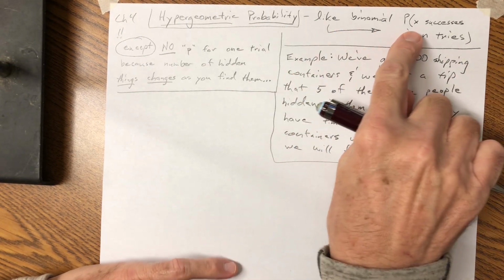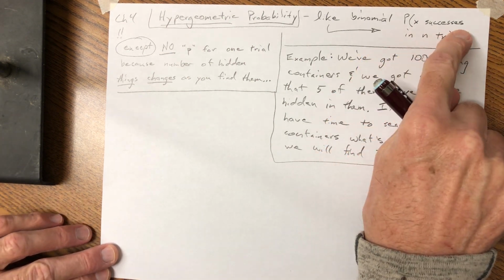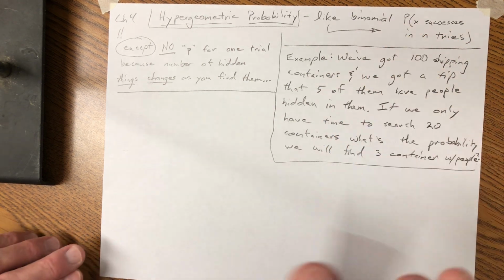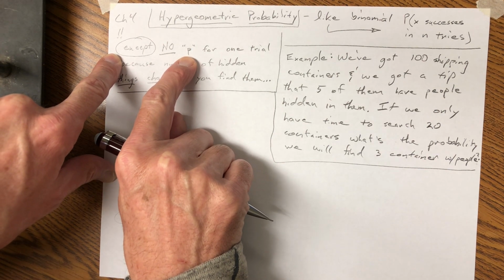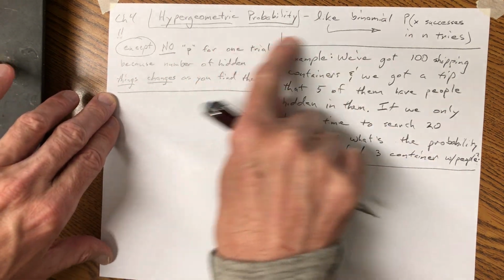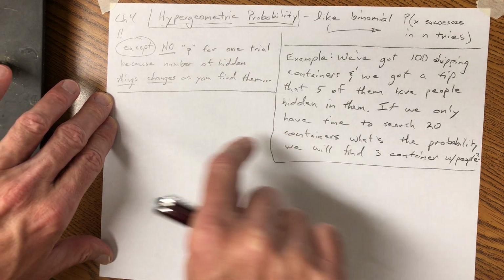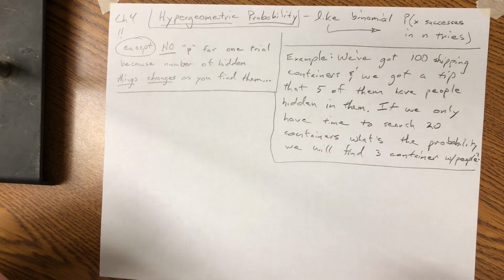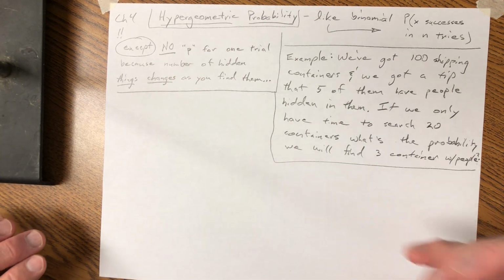It's like binomial probability in that we look for the probability of x successes in n tries. So we're still going to have an x and an n. The difference is that in binomial probability there's a p, the probability of success on each trial, that is constant on every trial. In hypergeometric probability there is no p, because the probability changes from trial to trial as you continue searching. As you open containers and look in them, that changes the probability that you'll find something in the next container.